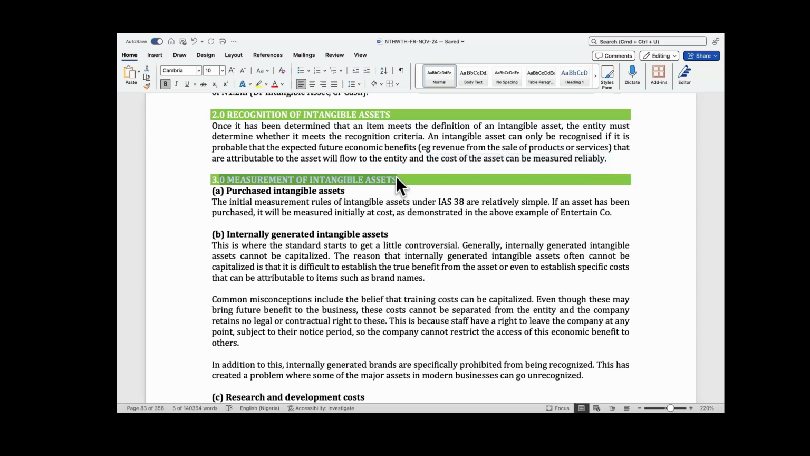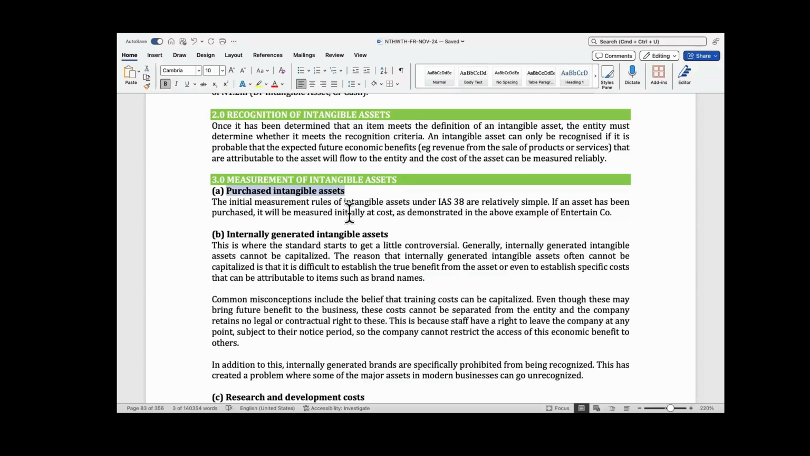Measurement of intangible assets. Now, the way you measure an intangible asset will usually depend on how you have acquired it. There are three ways here that I categorized it into. Number one is the one you actually purchased, like your license, your patent that you paid money for, or your franchise. Those ones that you paid money for.